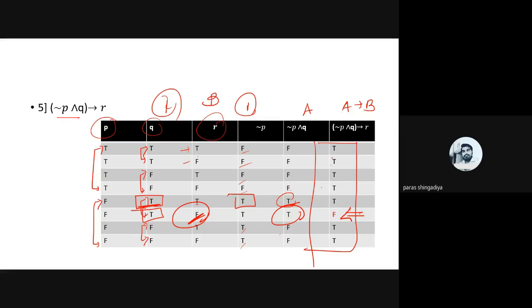Now check this last column. Not all the values are T, and not all values are F, but there is a mixed form, true as well as false. So it is not a tautology, but we can say it is a contingency. This compound statement is a contingency. Clear? That is the third example.